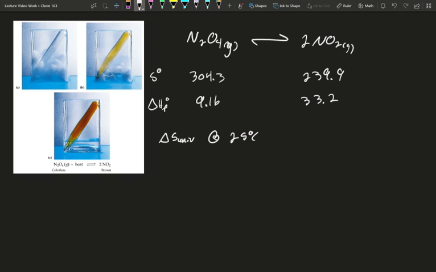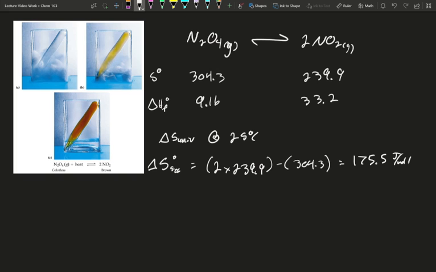All right, if you're back, well, delta S of the universe is the delta S of the system plus delta S of the surroundings. And what's the delta S of the system? Well, that's just going to be the sum of the products minus the reactants. So it's going to be 2 times 239.9 for our products, minus 1 times 304.3 for our reactants. This will give us a delta S of this reaction of 175.5 joules per mole Kelvin.